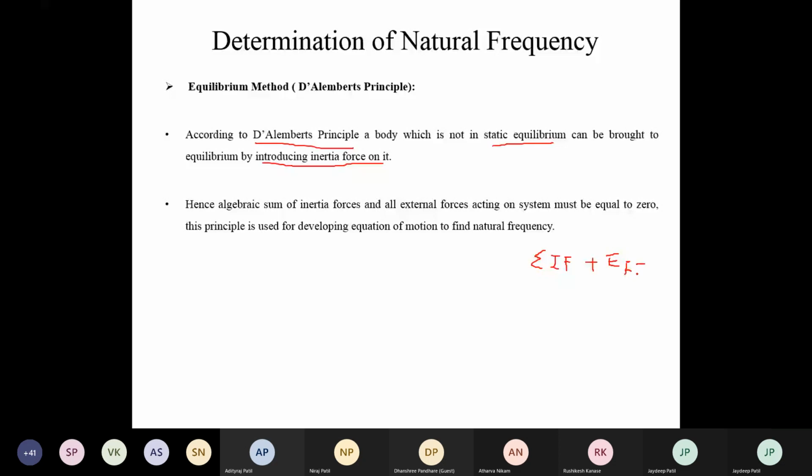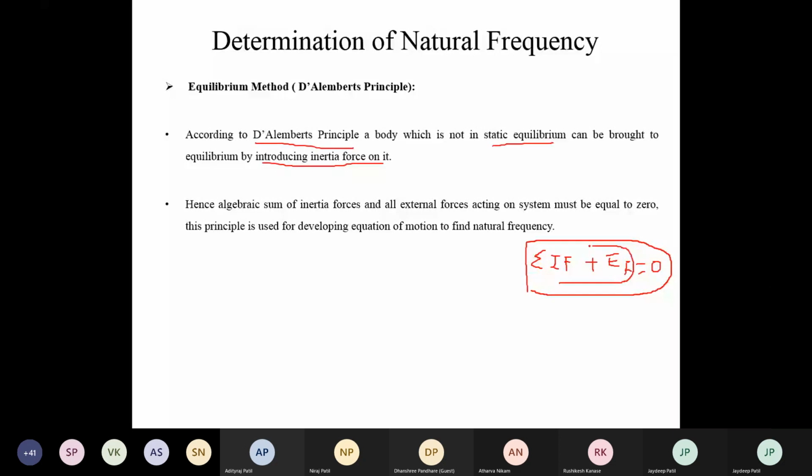This is a very simple method. What do you have to do? If you are given a vibrating system, you have to give it an initial displacement, either angular or linear. Then see the forces acting on that system: the external force you applied to displace the body, the inertia force, and the restoring force. Put these into the equation and simplify, and you will get the equation of motion.